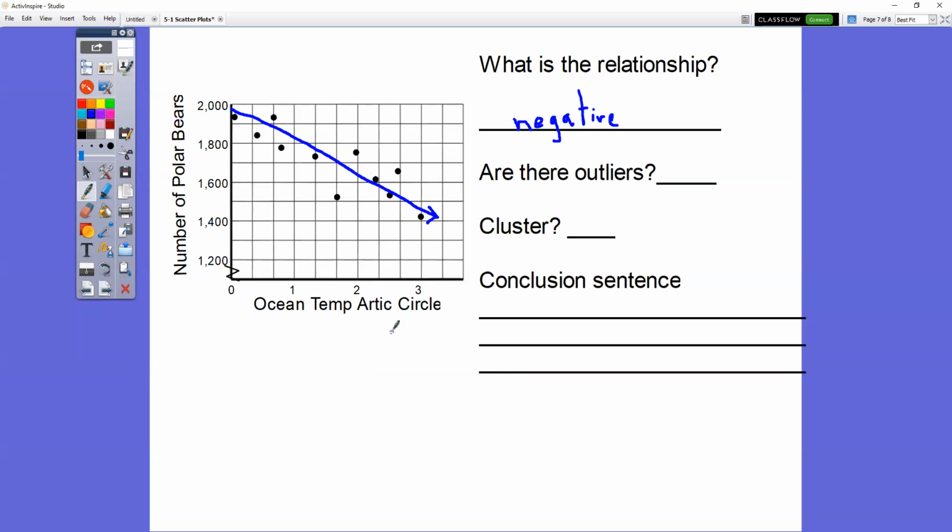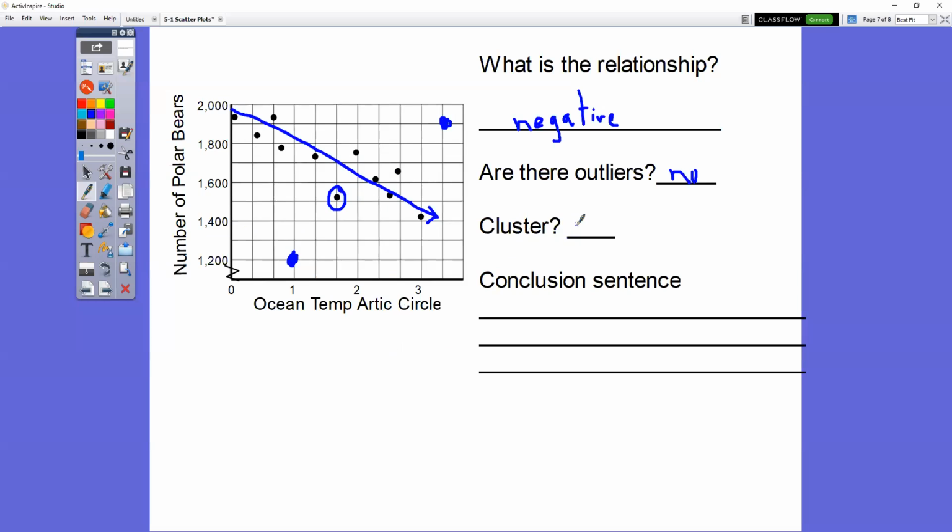Are there any outliers? Are there any points that are far, far, far away from all the other ones? I'm going to say no. Now, somebody in my last class said, well, look at this point. Isn't that point far away? It's not that far away. An outlier is more like if there was a point down in here. That's an outlier. Or if there's a point way up in here, that's an outlier. This one is close enough to all the other ones that it wouldn't be an outlier.